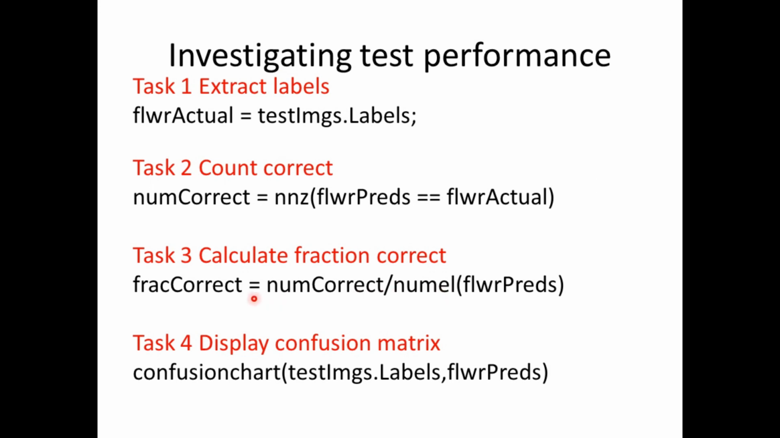If we have 25 categories or 100 categories, we cannot repeat these steps for each and every category. Instead we go with the confusion matrix. We display the confusion chart, which shows for each class how many are the actual ones and how many are predicted correctly. So we use test images labels and flower predictions. These two are the inputs for the confusion chart, which displays the confusion matrix with category versus category.